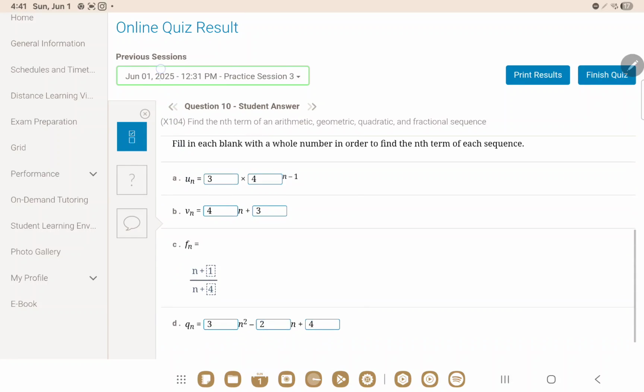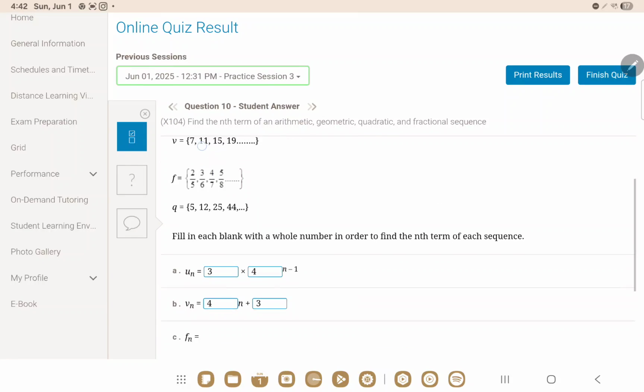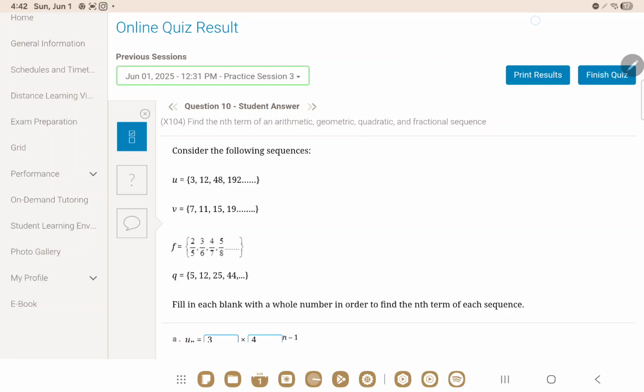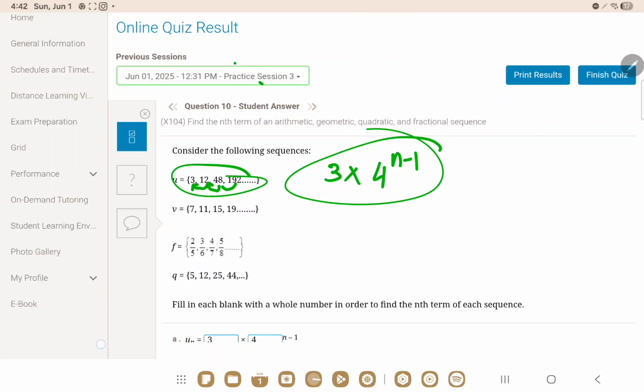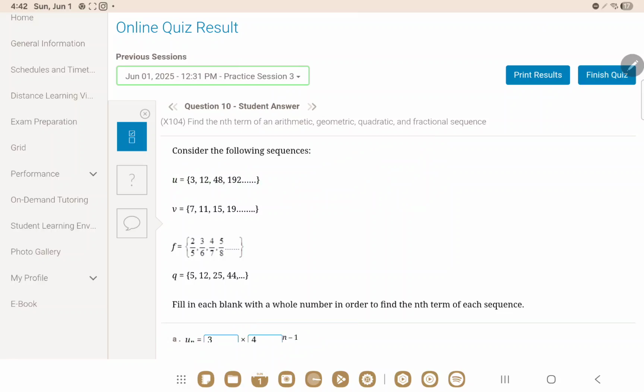Okay, most parts of this question have nothing to do with this quiz, but let's solve it anyway. You need to find the nth term for each of these sequences. For this sequence, we can tell it's a geometric progression. Why? Because when you divide 12 by 3, it gives you 4. 48 by 12 gives you 4. 192 by 48 gives you 4. So our term is 3 times 4 to the power of n minus 1. They're just asking you to find the sequence. See? That's how you get your sequence.